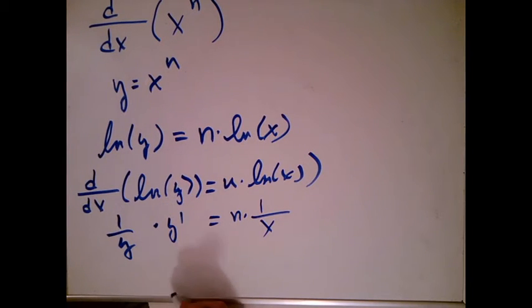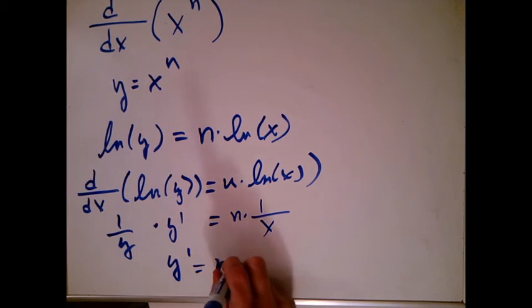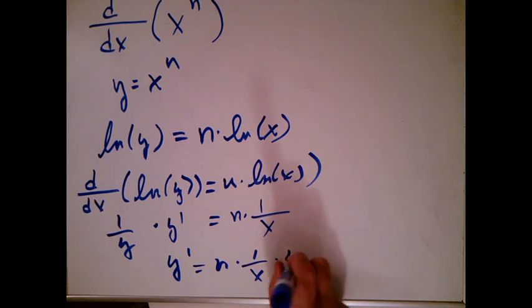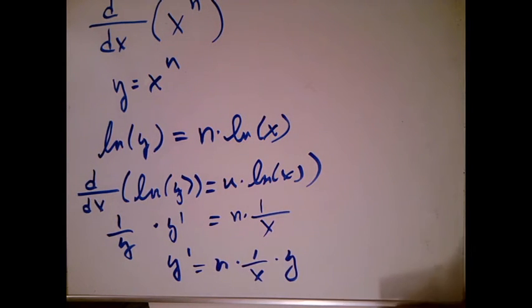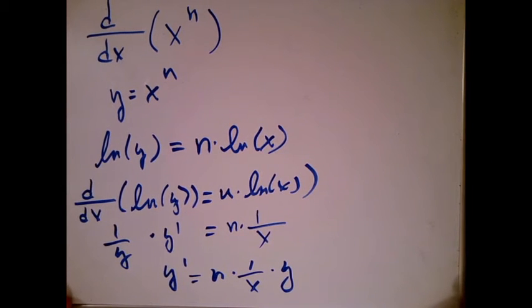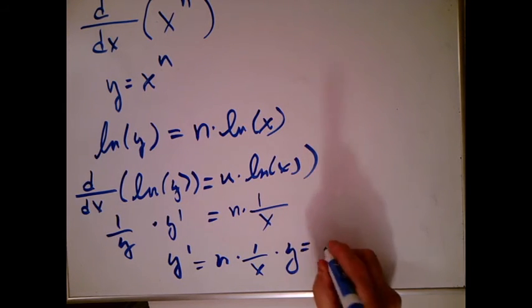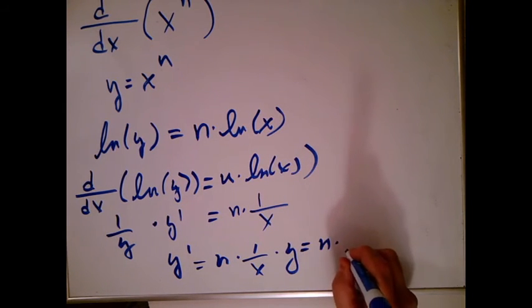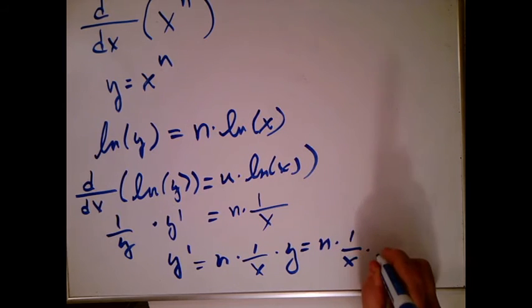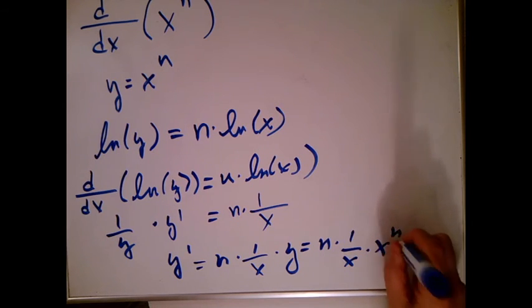I'm going to multiply both sides by y. So I'm going to write y prime equals n times 1 over x times y. Now that is a correct derivative, but my original function, x to the n, did not have a y in it, right? So I'm going to go back here and put my x to the n back in. And so what I get is n times 1 over x times x to the n.